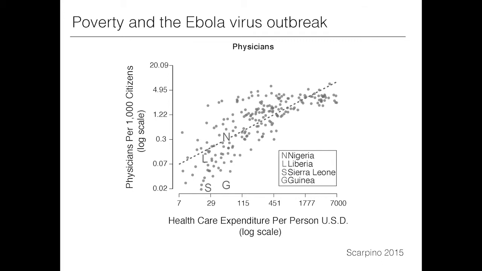These are both on a log scale, which means that they're changing much more rapidly than they would change if it was a linear scale. So you'll see it goes from 7 to 29 to 115 all the way up to $7,000 per person, and 0.02 all the way to 20. But I've back transformed them to be the actual numbers. So the scales are changing very rapidly, but these are the real numbers. Each country is represented as a dot on this plot here.